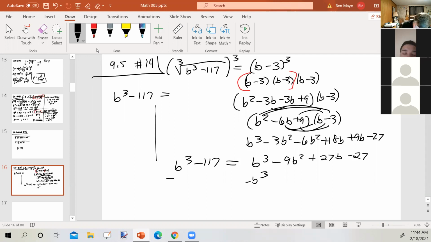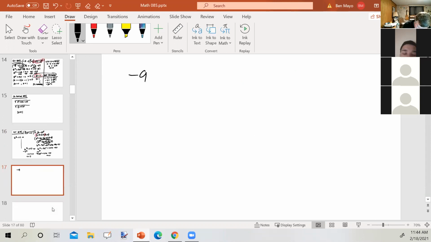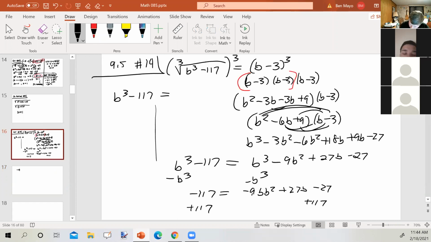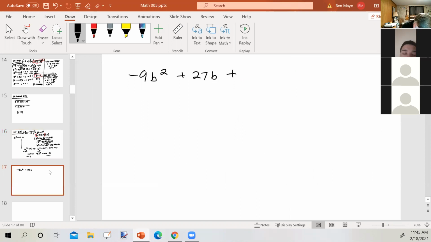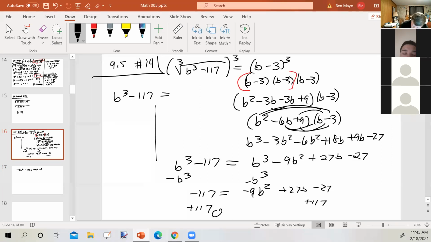All right. I'm going to subtract b cubed from both sides and get negative 117 equals negative 9b squared plus 27b minus 27. I'm going to add 117 to both sides, which gives me, I'm going to go to the next page, negative 9. Wait a second here. What have I written? Negative 9b squared. Got too many b's there. All right, 9b squared. Is that correct now? Yes. So negative 9b squared plus 27b. And let's see. That would be what? Plus 90? Plus 90 equals 0.